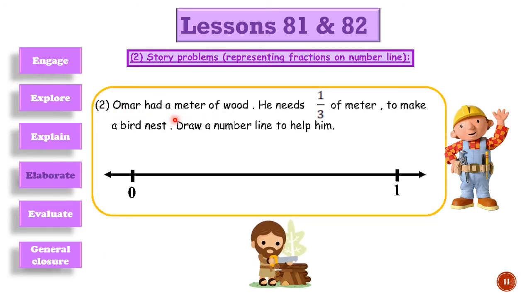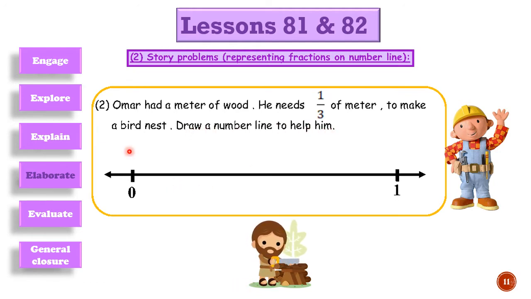Next one. Omar had a meter of wood. A meter means 1 meter long. He needs a third of a meter to make a bird nest. Third. Look at this denominator. The denominator has 3. 3 in the denominator means we will distribute this number line into how many parts? Draw a number line to help him.